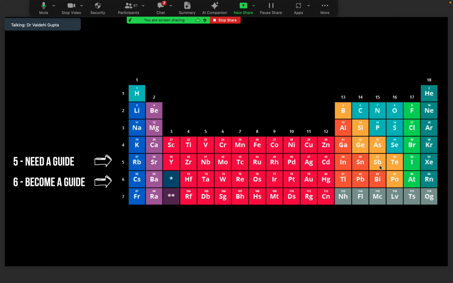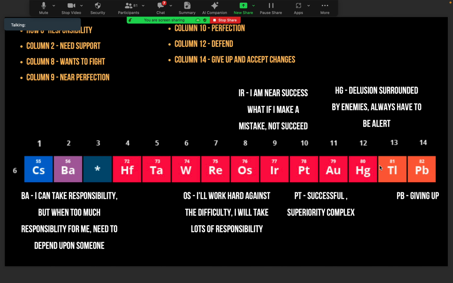Row 5, need a guide. Row 6, become a guide. Row 6, it is a row about the responsibility. Barium: I can take responsibility, but when it is too much responsibility for me, I need to depend upon someone. I can't take the whole responsibility when it is that much. That is barium. Osmium: I'll work hard against the difficulty. I'll take lots of responsibility, because osmium is in column 8, and column 8 is about wanting to fight. So they want to struggle.